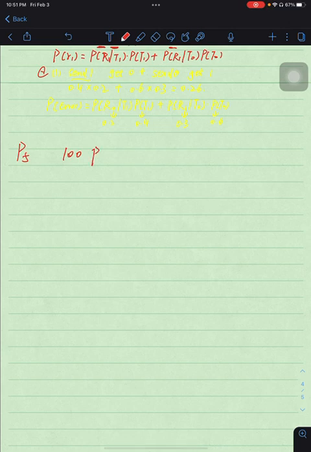Okay, now let's see the fifth question, problem 5. Suppose 100 people are waiting for a blood test for a kind of disease, just like a virus, COVID-19 maybe. And the probability that for one person the test result is positive equals 0.1.